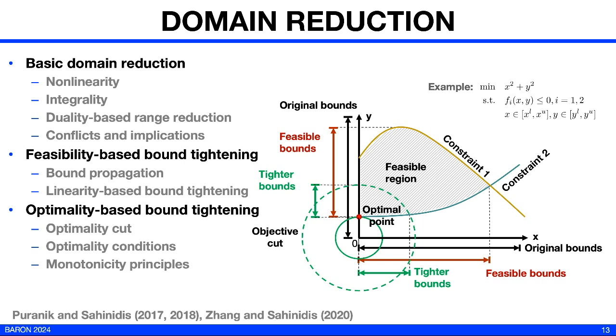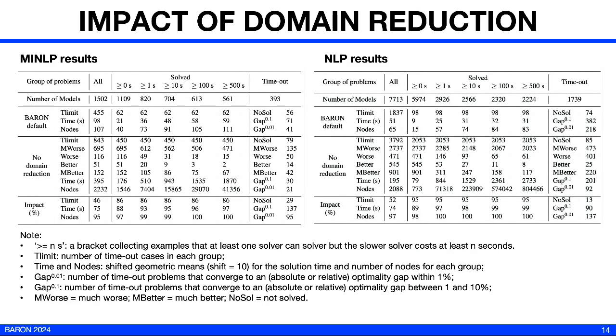And nowadays, we involve optimality conditions like KKT conditions, and we also derive novel conditions for special structured MINLP problems. And using those kinds of conditions, we can derive gradients, and then we can improve the bound propagation to get tighter bounds. And here we show the impact of domain reduction.